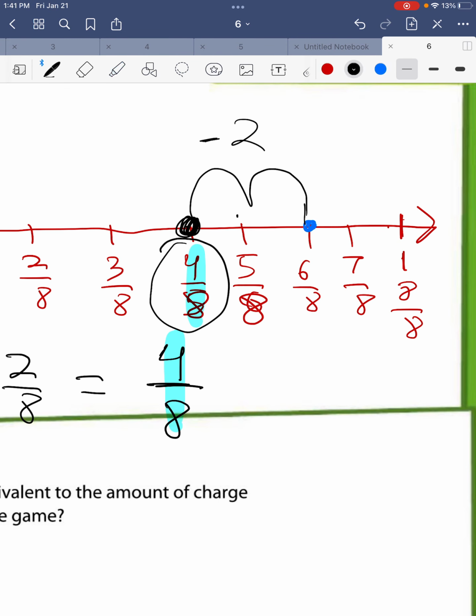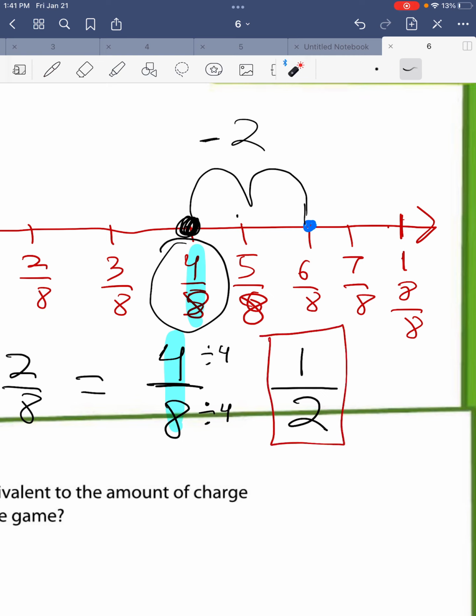So I'm going to go here. I'm going to divide by 4, divide by 4. Put my fraction bar. 4 divided by 4 is 1. 8 divided by 4 is 2. So now my final answer is 1/2. I cannot make this fraction any smaller. This is my final answer.